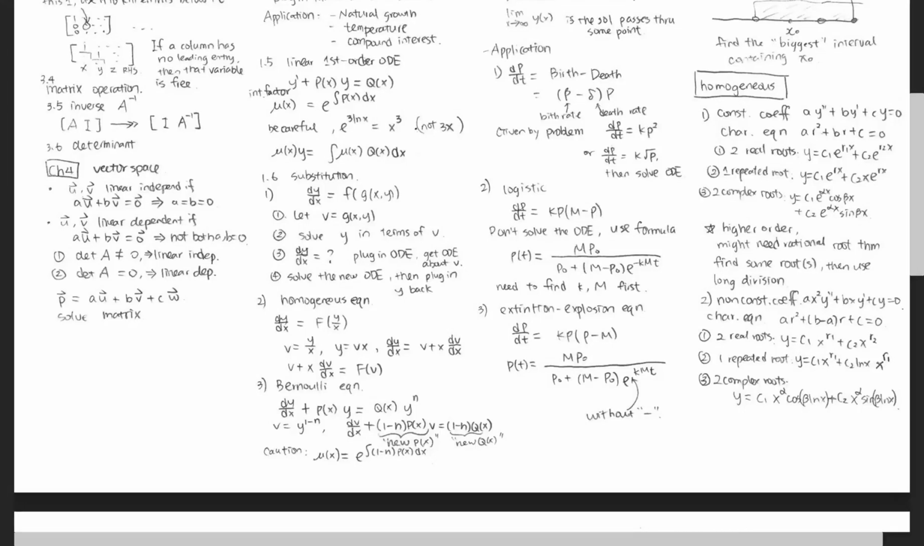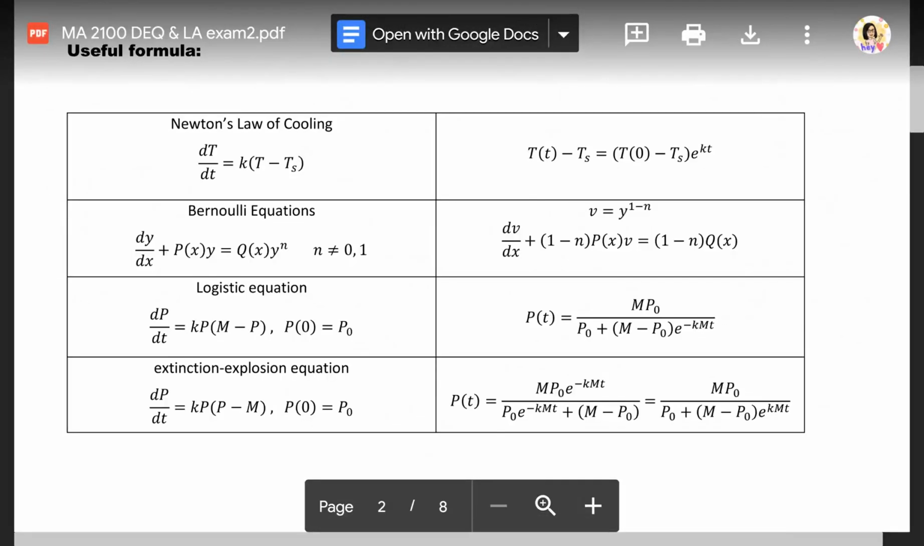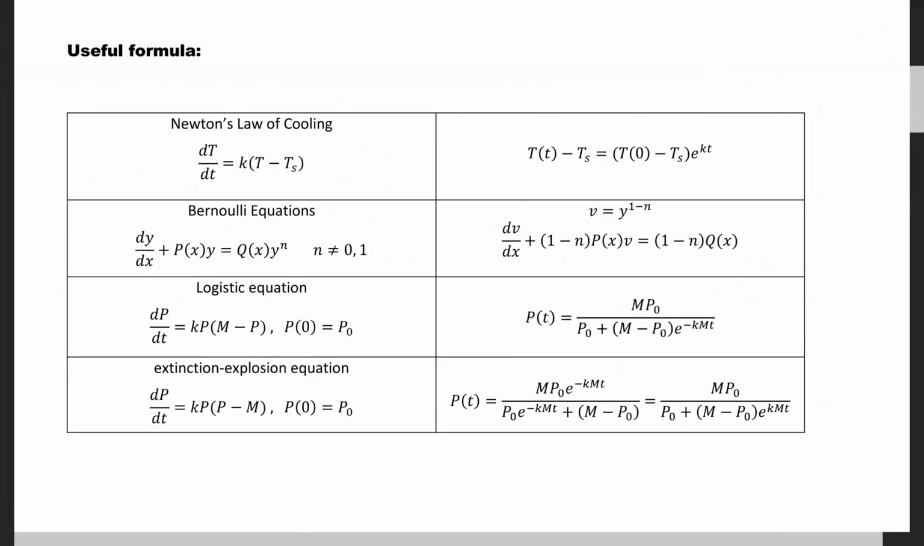The second type is the logistic model. So we have dp/dt equals kp times (m minus p). So here, don't solve the ODE. The formula will be given in the exam. So see, the formula for the logistic equation is given here. You just need to read the story problem and figure out your p0, figure out the k and m. So use the information to solve for k and m. After you solve all those parameters, you can just plug into this formula.